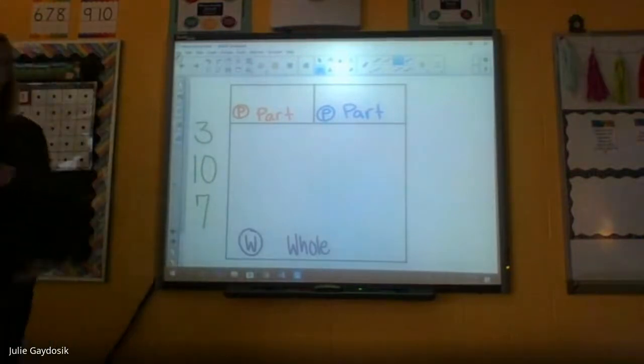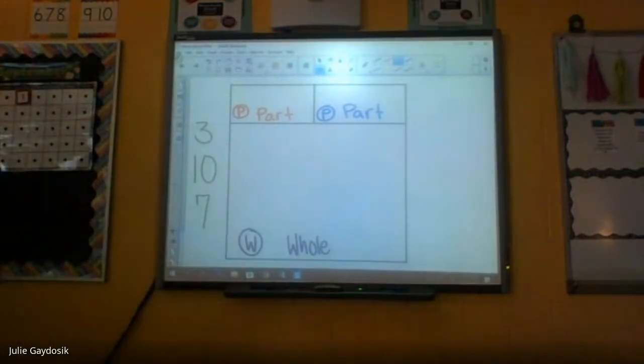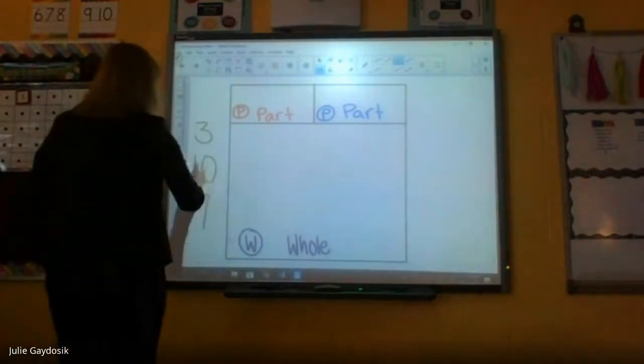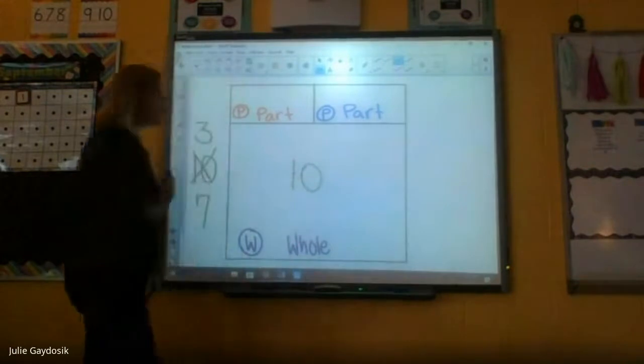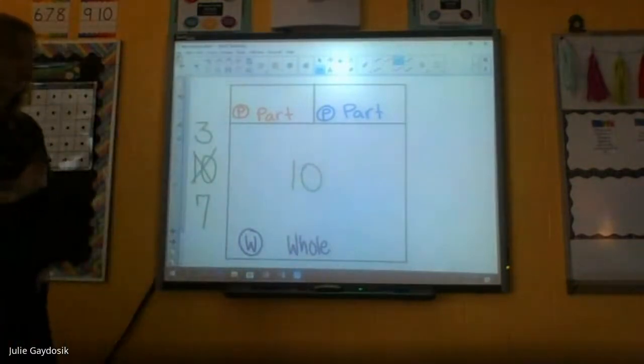And these are our numbers, 3, 10, and 7. So I want you to do this by yourself, okay? We're going to do it together, but I want you to do it by yourself. What would be the whole number? Go ahead and write it in your notebook. So that's right. The whole number is 10 because it's the largest number. That's the whole number. 10 is our whole number.